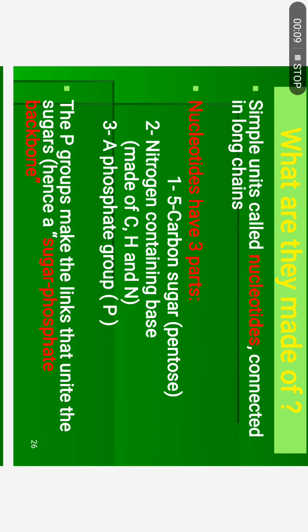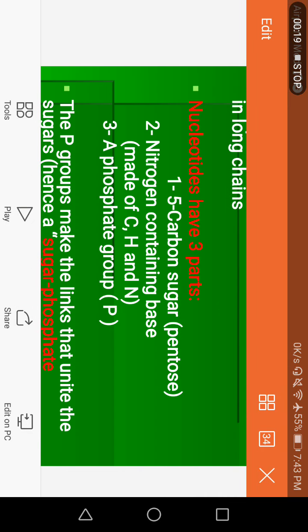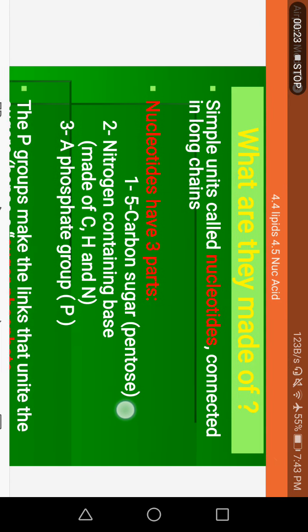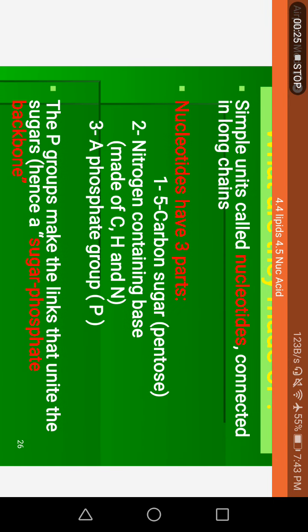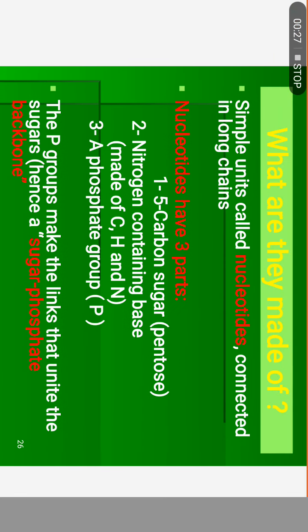So what are they made of? What are these nucleic acids made of? They are all made of a simple unit we call the nucleotide. So what is a nucleotide? It's a long chain of molecules, and every nucleotide has three parts. You can see here there are three parts.